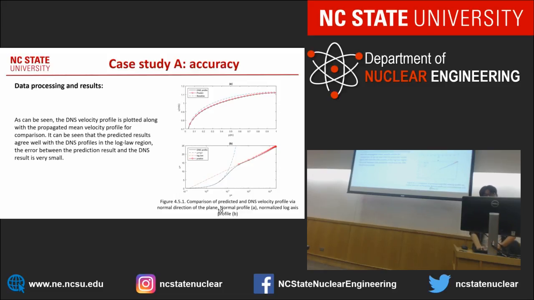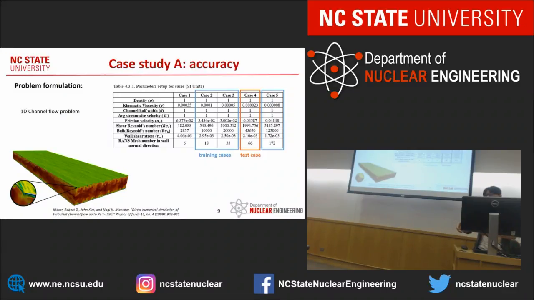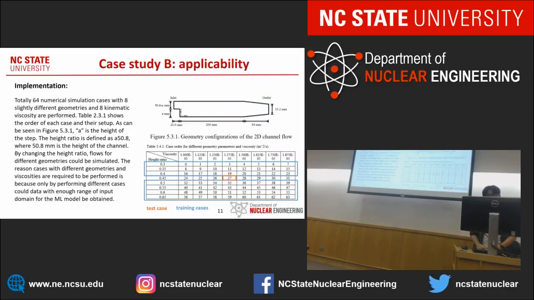To recap, in the first example we have the same geometry. We predict other cases with the same geometry, but different Reynolds number. In the second case, we will try to predict other cases with different geometries, which increases the difficulty. In this case, we have this geometry configuration of 2D channel flow, and we slightly change the geometry by changing the parameter A, which is the step height. In this case, we have training data in this blue circle and testing data in this orange circle, because we are using a different height ratio. So the testing case has a different geometry from the training data.